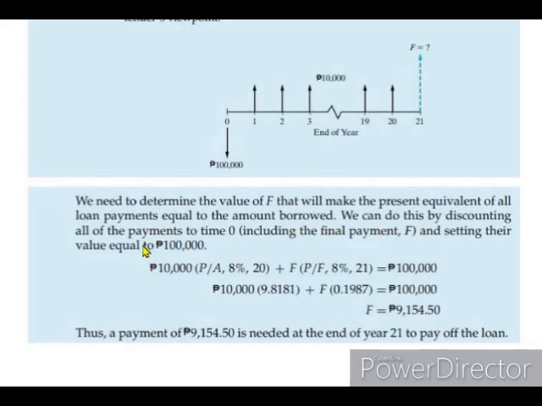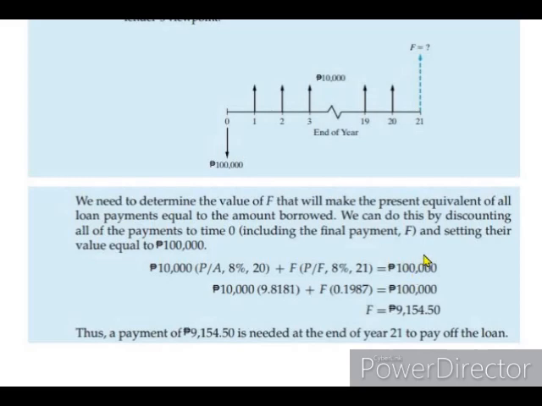We can do this by discounting all the payments to time 0, including the final payment, F, and setting their value equal to 100,000 pesos. Here, we only use these formulas. First is the present equivalent given A, or the annuity. Then you add the future value given the present. Because when we add the annuity and the future value given P, it should equal 100,000 pesos.